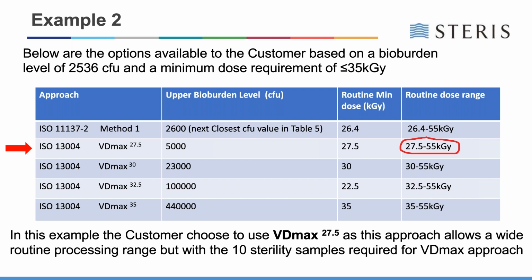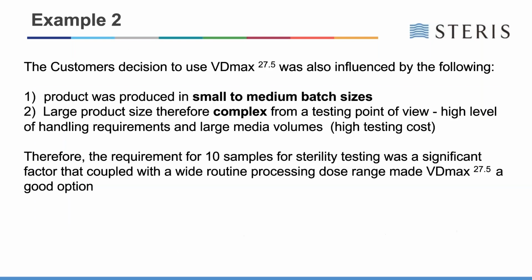And in the table here, we can see that the customer had these various selections available to them. Ultimately, they chose to use the VDMAX 27.5, as this approach allows for a wide routine dose range of 27.5 up to 55 kilograys, and still requires just 10 sterility samples for the VDMAX approach.